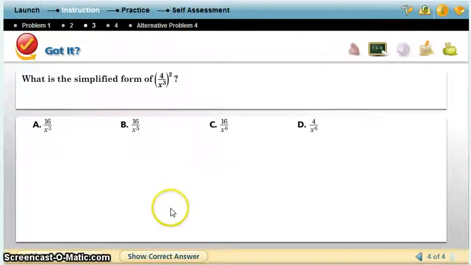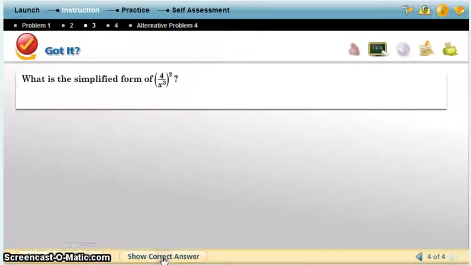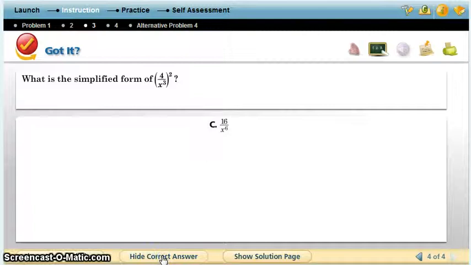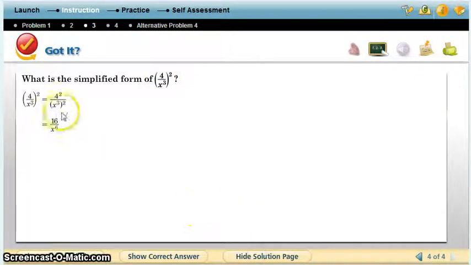All right, hopefully you have worked this problem out. The correct answer for this problem is C. Square 4. 4 has to get the exponent of 2, and x to the third has to be squared, which will actually give you a power to a power whenever you square x to the third. So you have to multiply exponents when you have a power to a power.